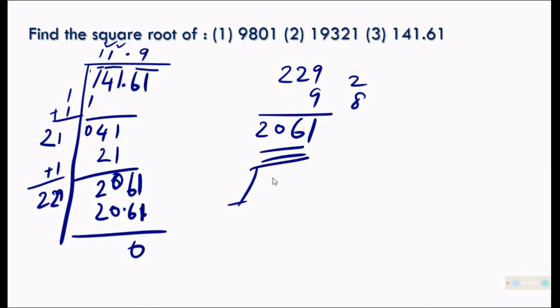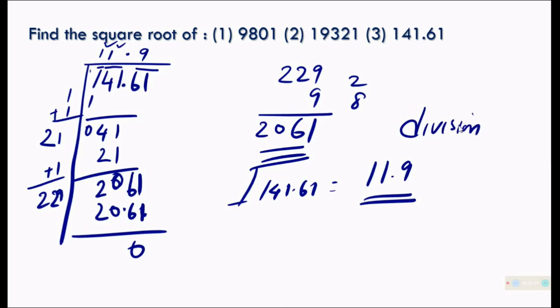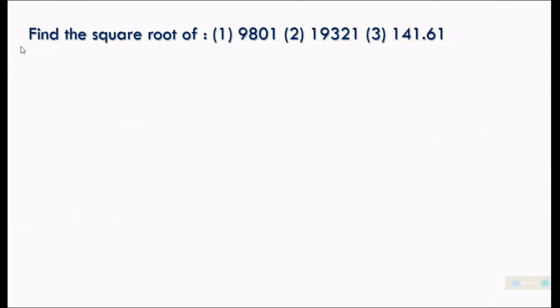The square root of 141.61 is equal to 11.9 by division method we found. Making you familiar with the division method because it is in use in future in certain situations and you will be getting the practice of it. So my dear students, if the square is perfect, it is very simple to use prime factorization or division method to find out the answer.